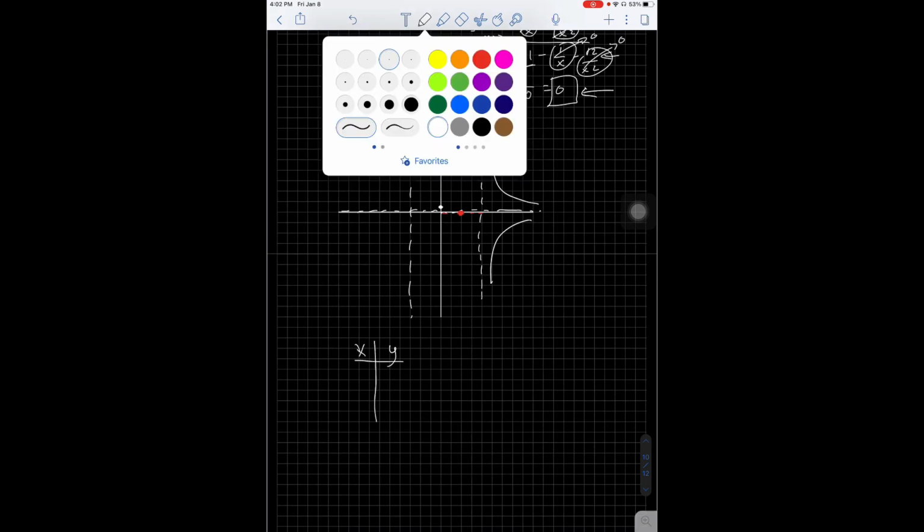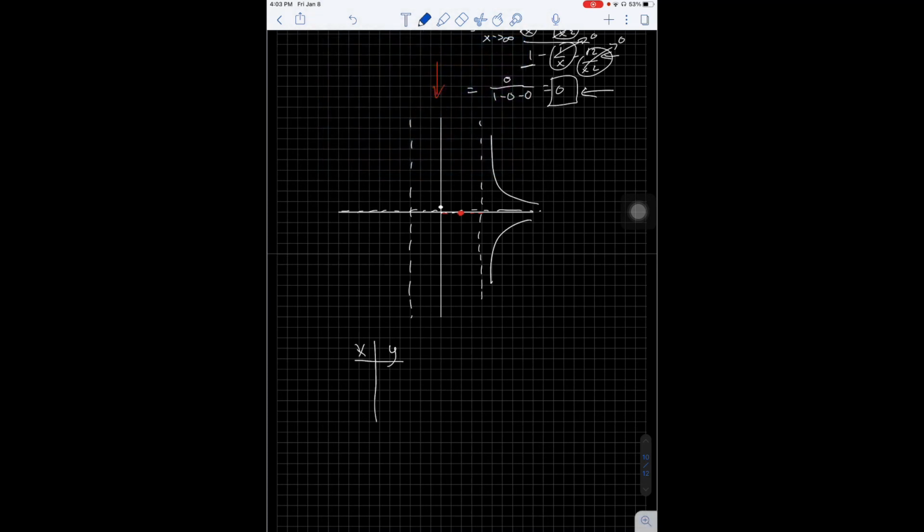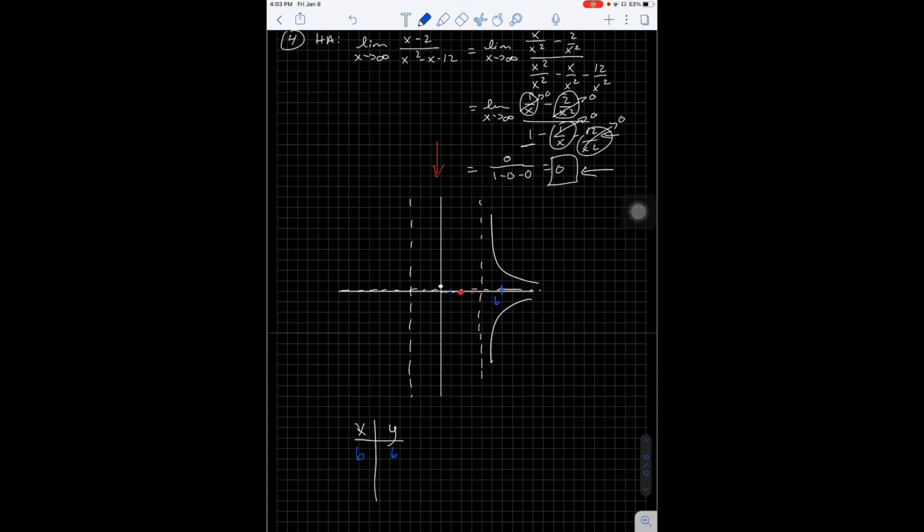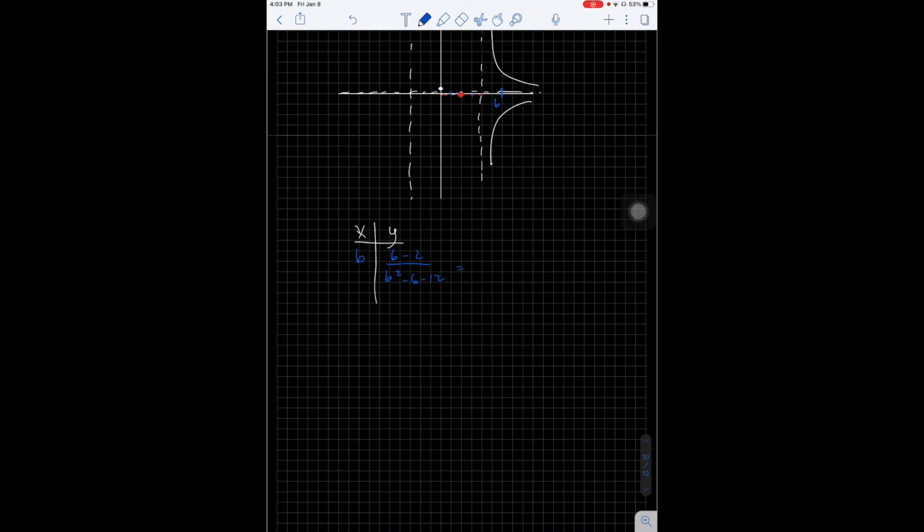So what do I want to choose? I want to choose an x value that's in this section. So 1, 2, 3, 4, 5. Let's say plug in 6. That's an x value that is out far enough to be in these outer 2. And I'm going to plug that into the original function. So I've got 6 minus 2 over 6 squared minus 6 minus 12. So that's going to be 4 over 36 minus 18.